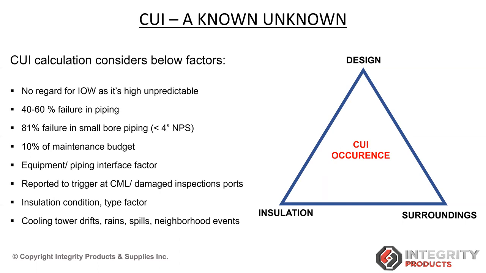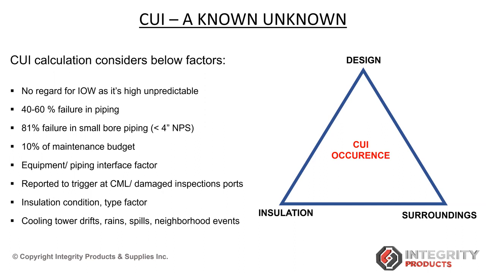And if we narrow down and focus on small bore piping, less than 4 inch, 81% of the failures in those pipes are because of CUI. That means these pipes are more sensitive towards CUI. An Exxon study published in 2003 revealed that 10% of the maintenance budget is spent on dealing with CUI-related problems.